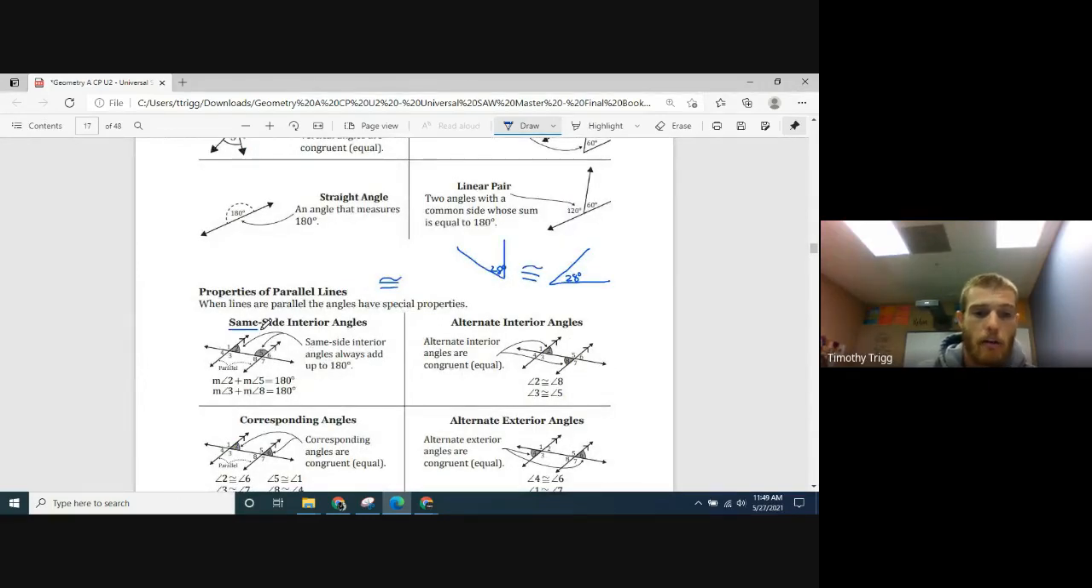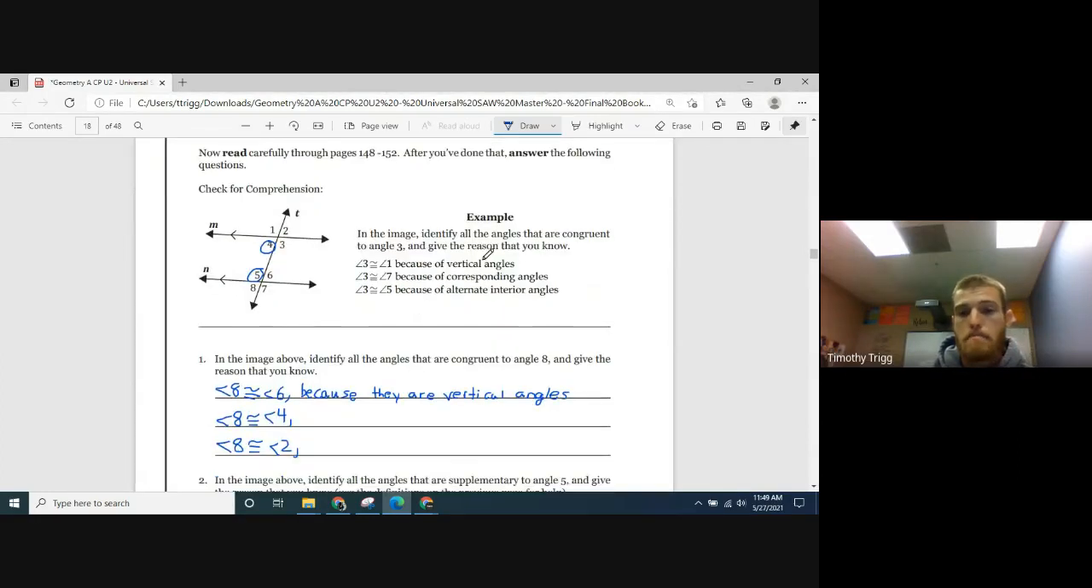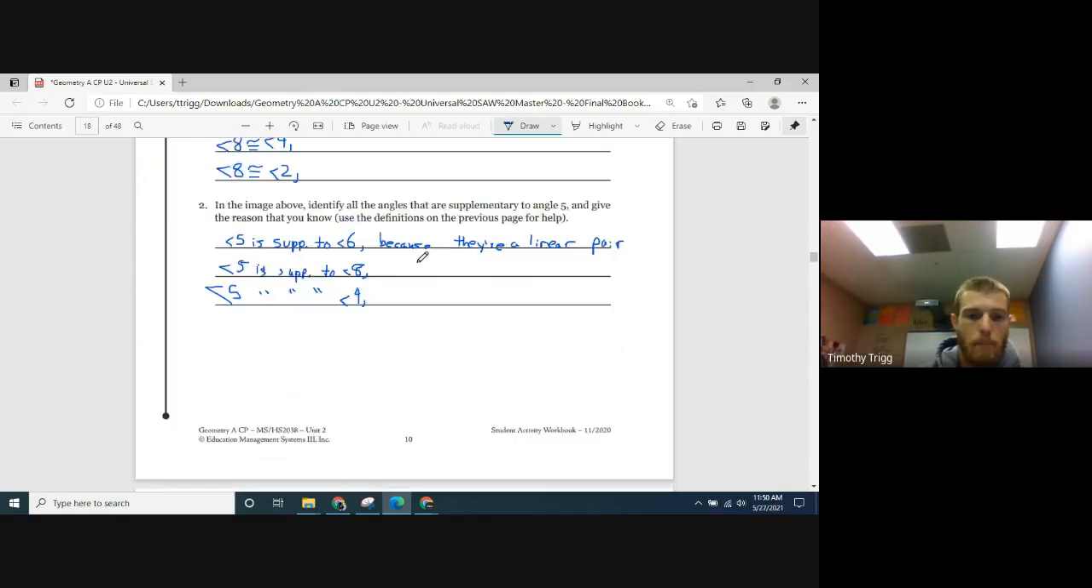Same side interior angles. When you have same side interior angles, those are going to be supplementary. So 4 and 5 in this case are supplementary because they are same side interior angles. Whenever you see same side interior angles, those are supplementary. Alternate interior angles, like 5 and 3, those are congruent. But same side interior angles, on the same side of the transversal here, those are supplementary. They would add up to 180.